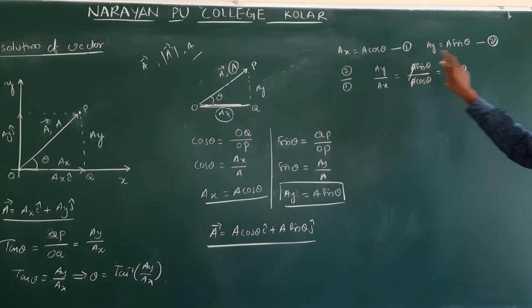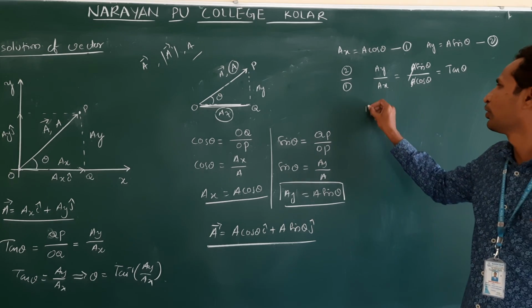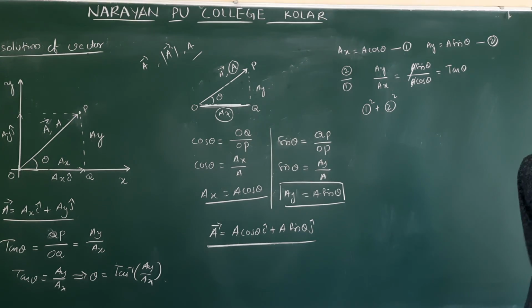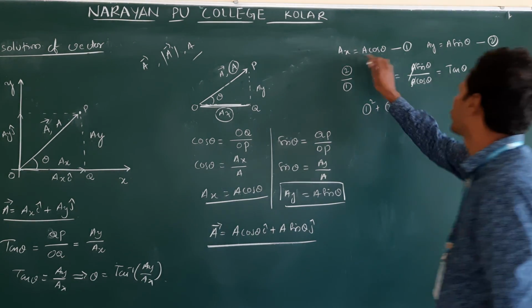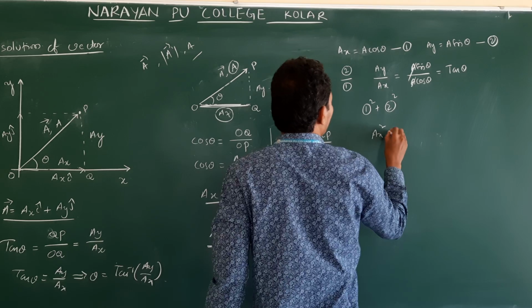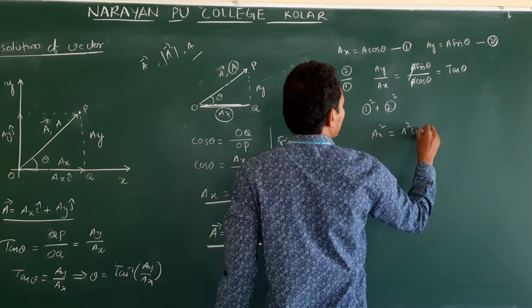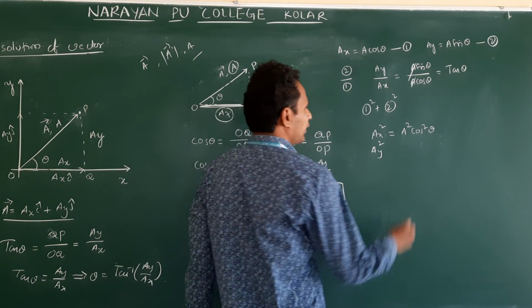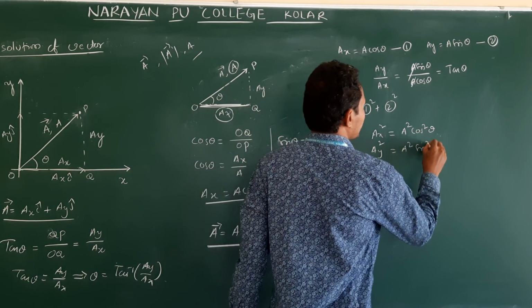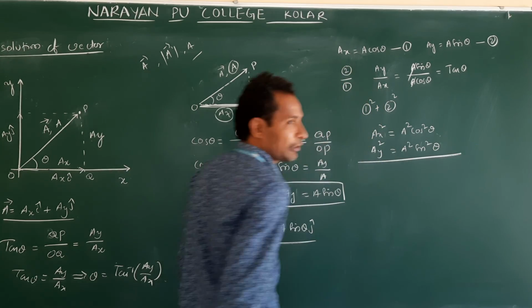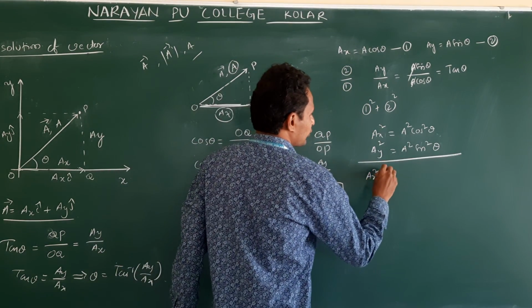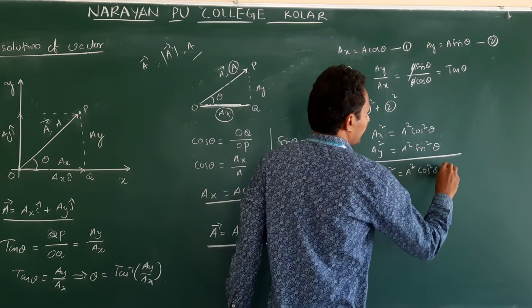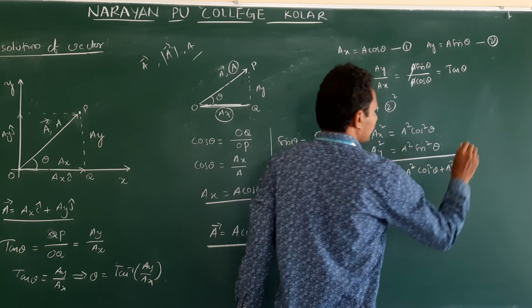Very simple. These two equations help. Equation 1 squared and equation 2 squared and adding. Squaring and adding. First I am squaring. First equation: AX square is equal to A square cos square theta. Second equation: AY square is equal to A square sin square theta. I am adding. Then what do you get? AX square plus AY square is equal to A square cos square theta plus A square sin square theta.